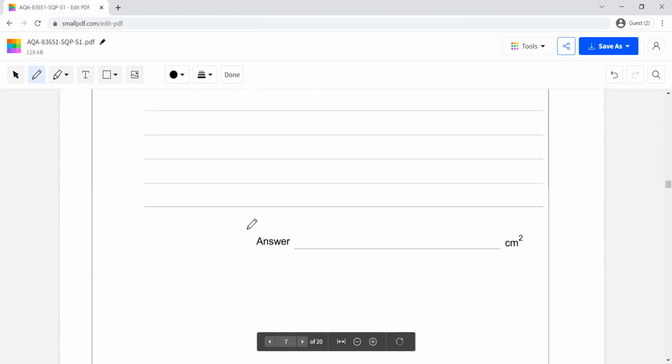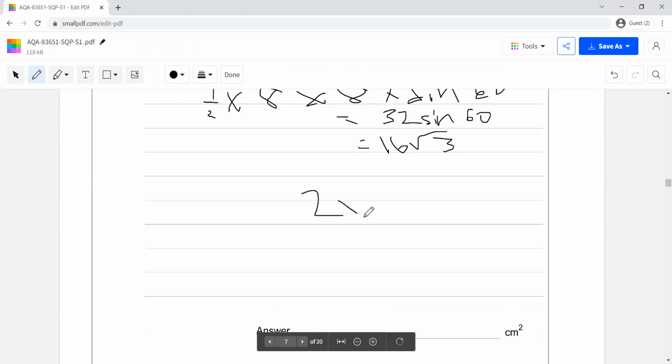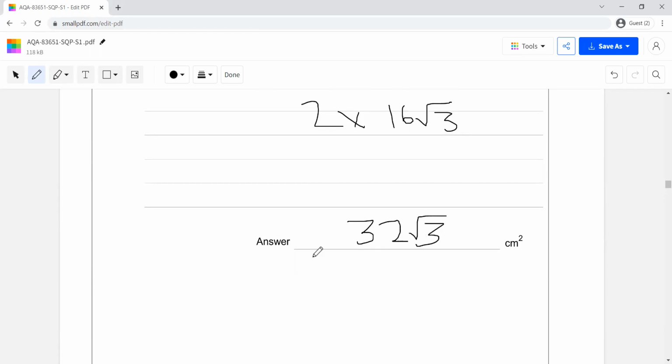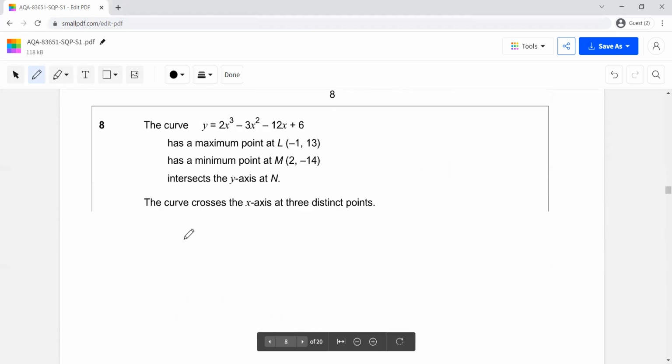But that's 2 triangles, so we're multiplying it by 2. So 2 times 16 root 3. So the area is 32 root 3 centimeters squared. And that's how we do question 7. Question 8.